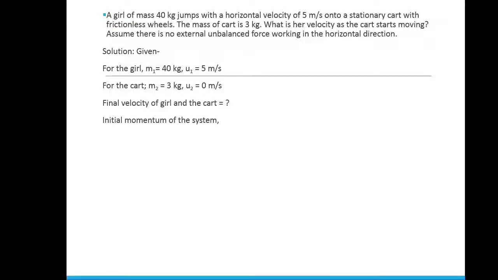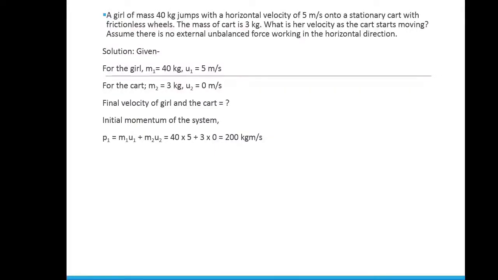So, initial momentum of the system. First, let us calculate the total momentum of the system. Initial momentum of the system will be P1 is equal to m1 u1 plus m2 u2. Where m1 is 40, that is the mass of the girl. Just substitute the values, we get initial momentum is 200 kg meter per second.